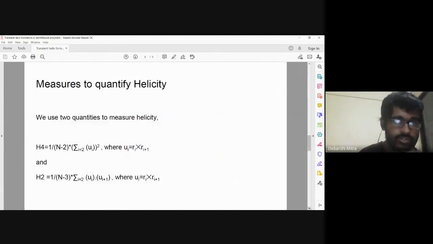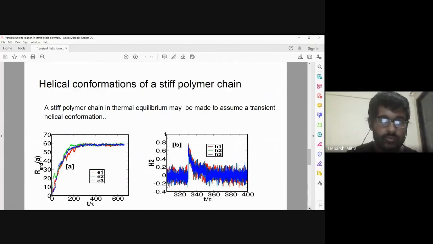So we use two measures to quantify helicity. These are H4 and H2. These help us to distinguish helices from non-helices. For a stiff polymer chain, we can show that if in thermal equilibrium, it can be made to assume a transient helical conformation. So in figure A, one can see the end-to-end distance plotted as a function of time.